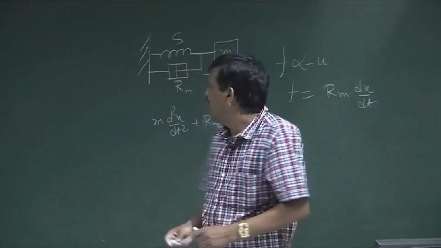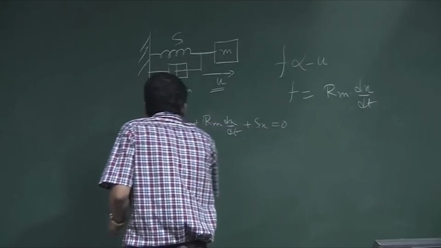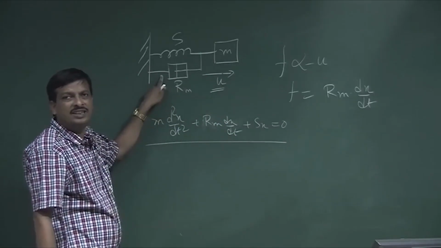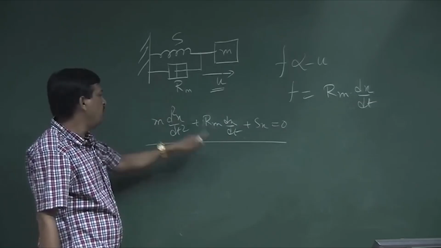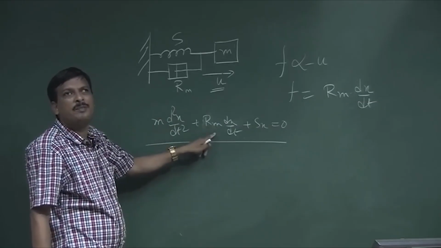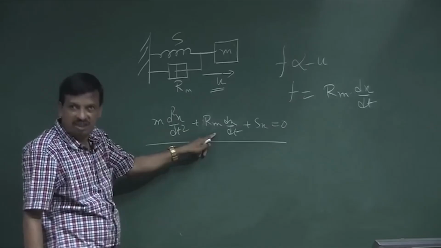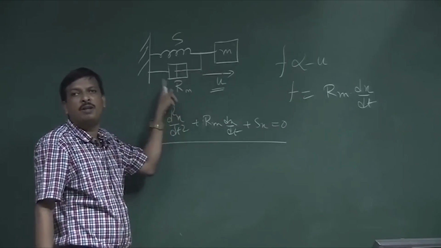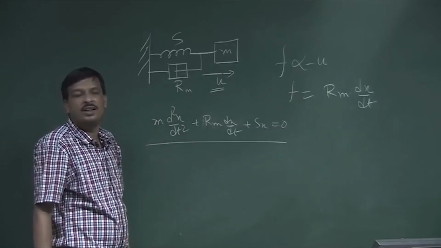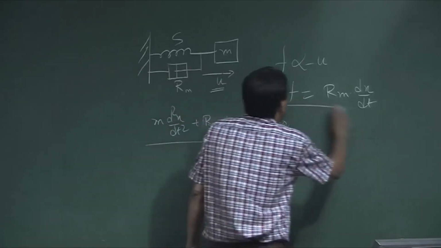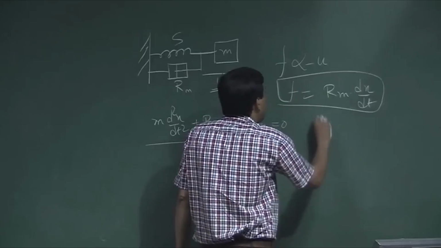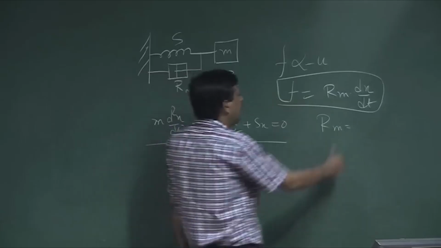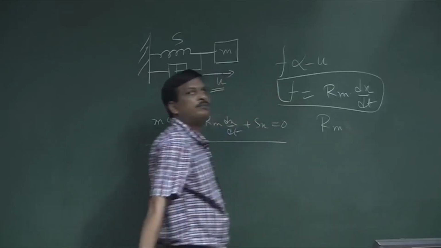Now, you have to know, the equation of motion of the damped oscillator has changed. We have introduced another term called mechanical resistance, which resists the motion of the mass. Now, if this is the equation, can you tell me what is the unit of Rm?